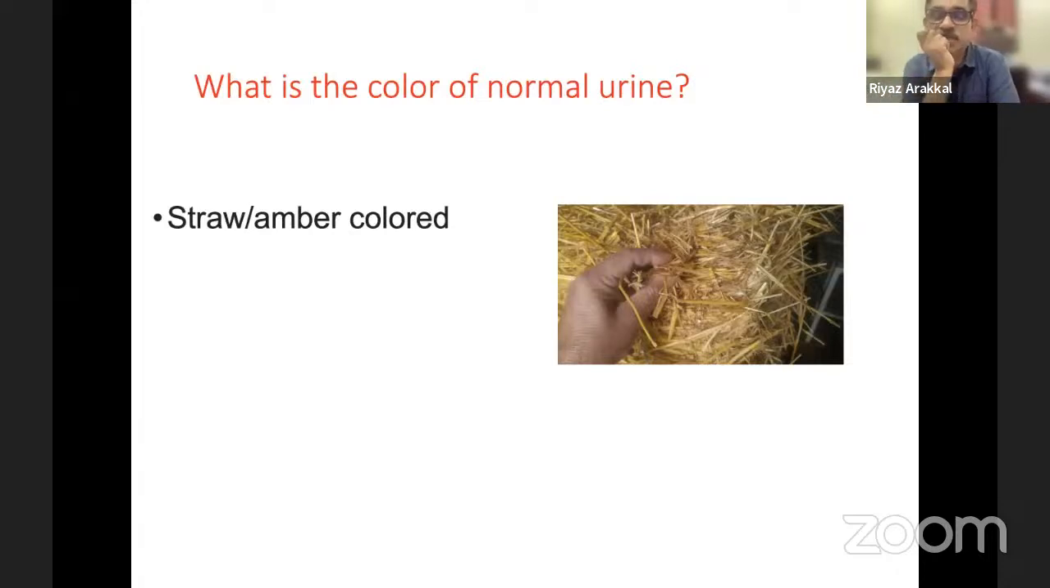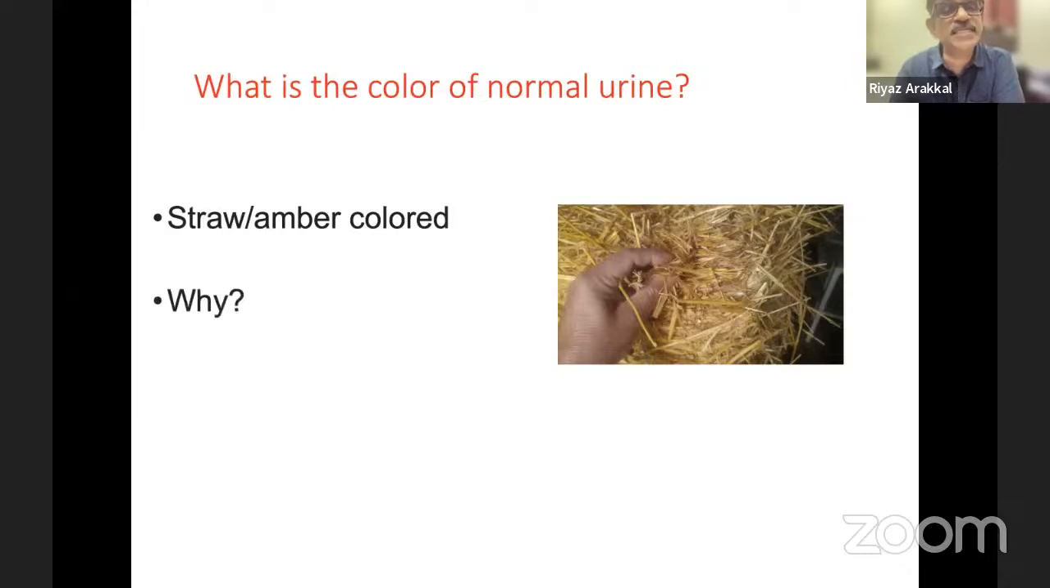Once I asked an undergraduate student, what is straw? Somebody said, you know, the straw which we use to drink Coca-Cola. It's actually not that straw. This is the dry hay. And this urine is pale yellow. It's not colorless, it is pale yellow.